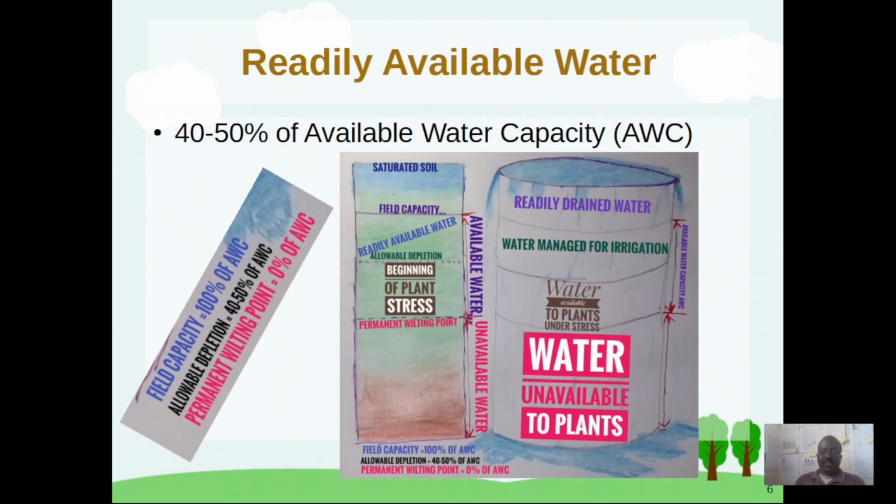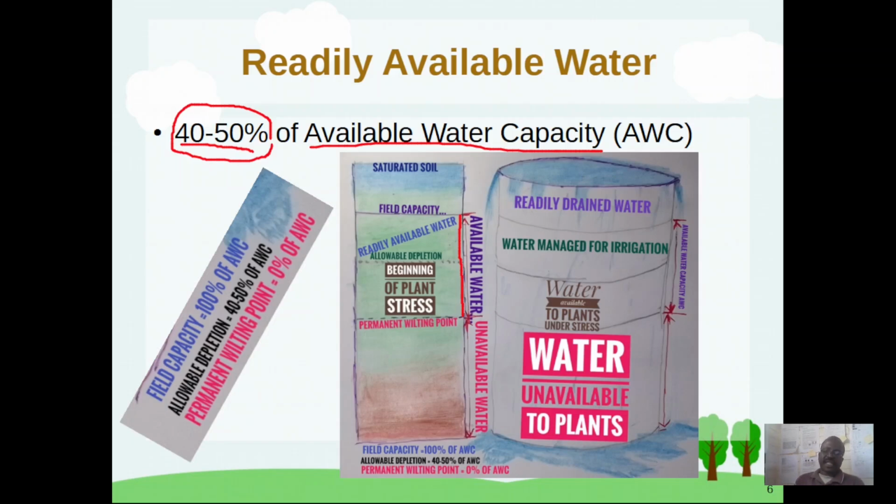In our diagram, we see that normally readily available water is between 40 and 50% of available water capacity, which is the same as available water. So readily available water is a percentage, not an amount, because different soils have different water holding capacities, and as a result they also have different amounts of available water.